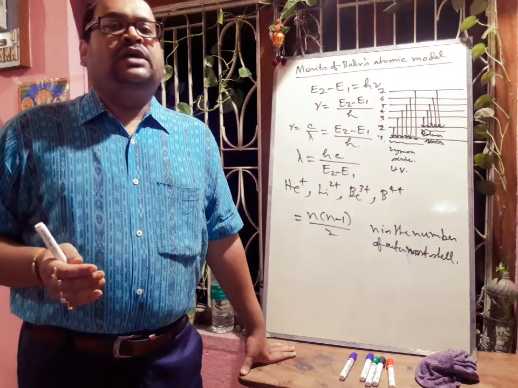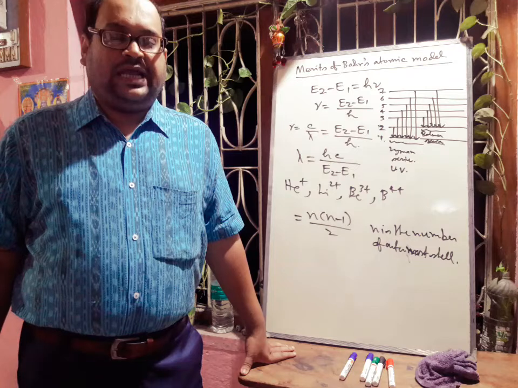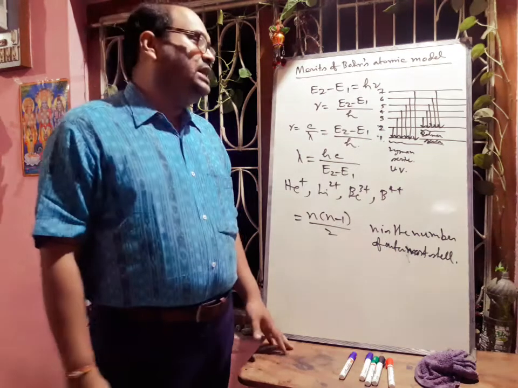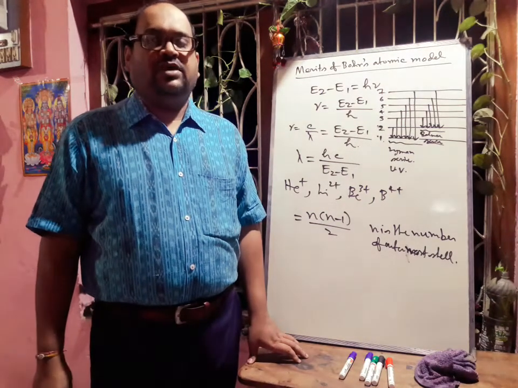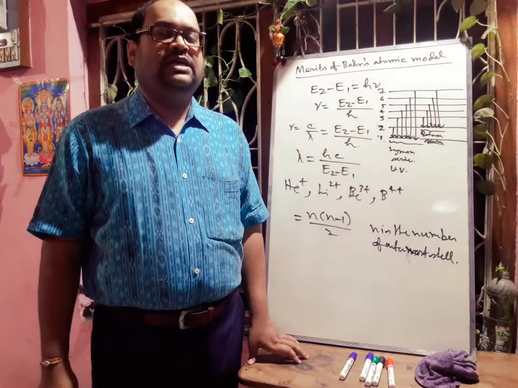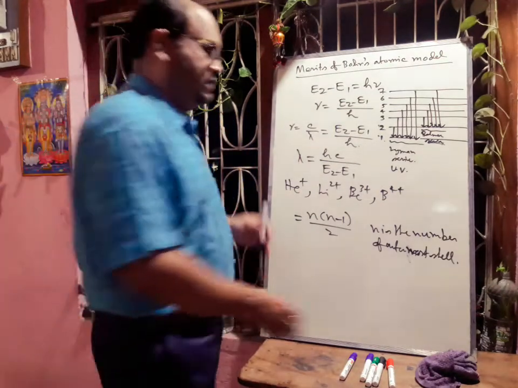It cannot also explain the relative intensity of spectral lines. So hope you can understand the demerits of this Bohr's atomic model. So you have to read the merits as well as demerits of this Bohr's theory. Next we will discuss the de Broglie equation.